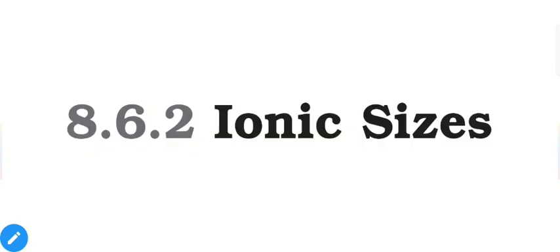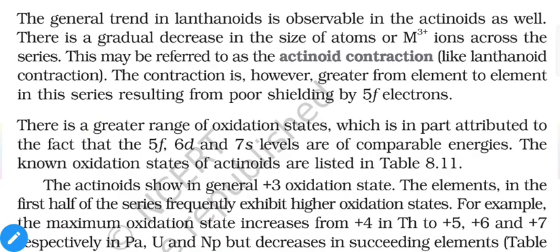Ionic sizes. The general trend in lanthanoids is observable in the actinoids as well. There is a gradual decrease in the size of atoms or M3+ ions across the series. This may be referred to as actinoid contraction, like lanthanoid contraction. The contraction is, however, greater from element to element in the series, resulting from poor shielding by 5f electrons. So, greater the attraction towards the outermost electrons, more will be the shrinking of orbitals.